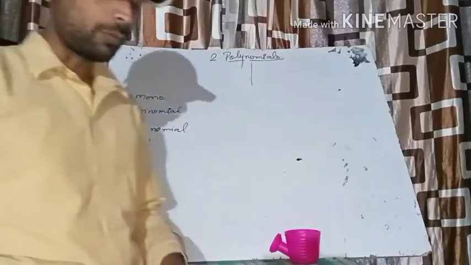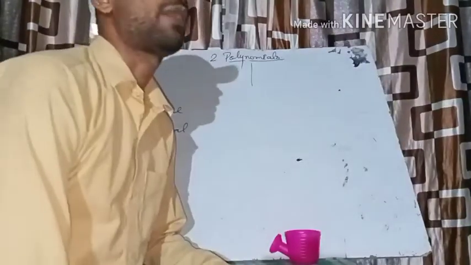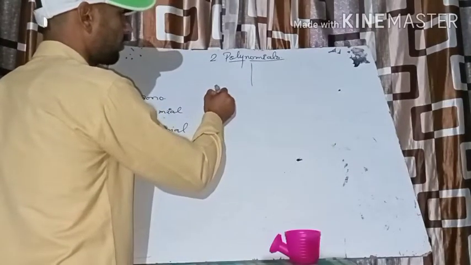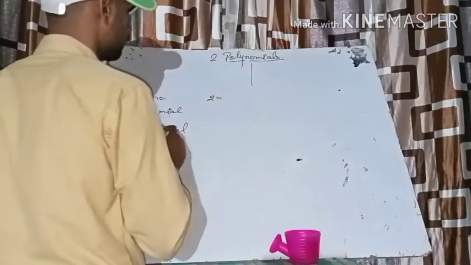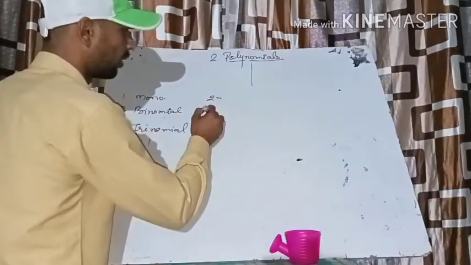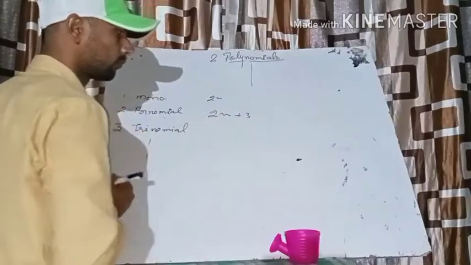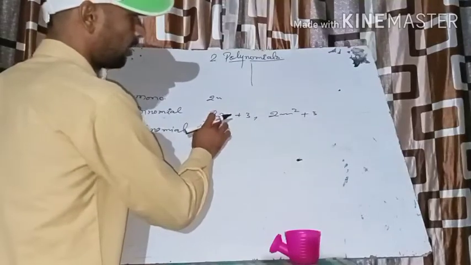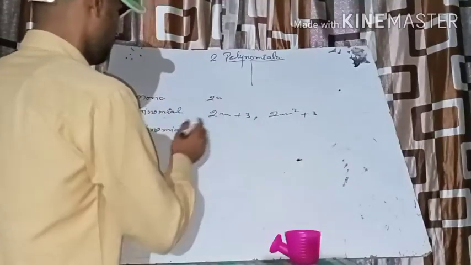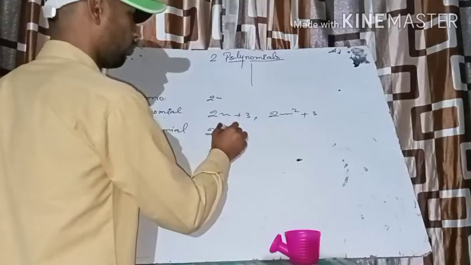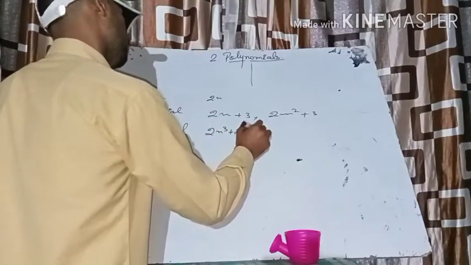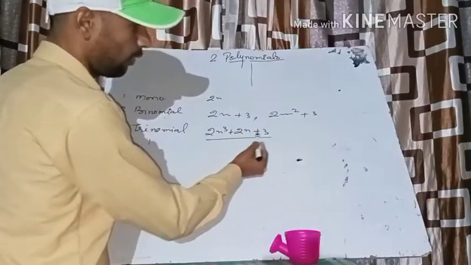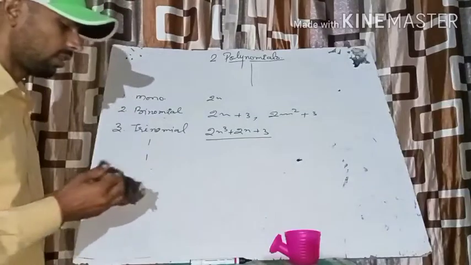What is a monomial? A polynomial which has only one term, like 2x. What is a binomial? Having two terms, 2x plus 3, or 2x square plus 3. What is a trinomial? Three terms, 2x cube plus 2x plus 3. It consists of three terms, that's why it is known as a trinomial.